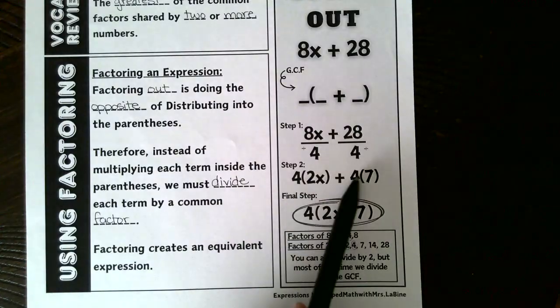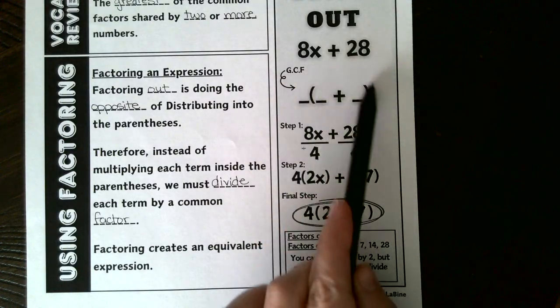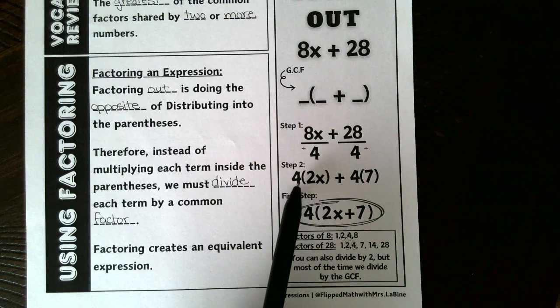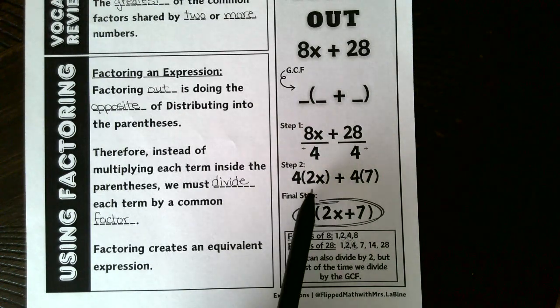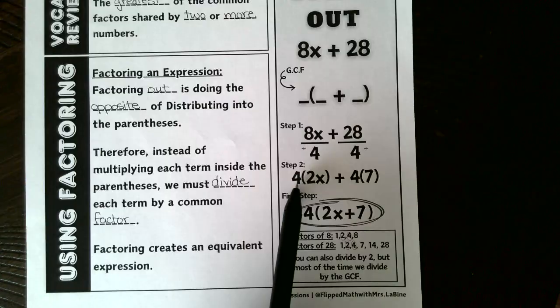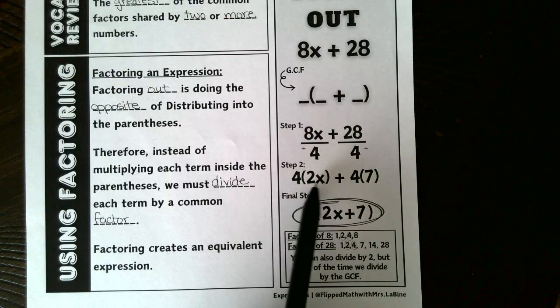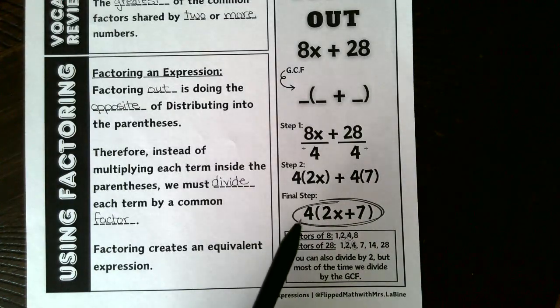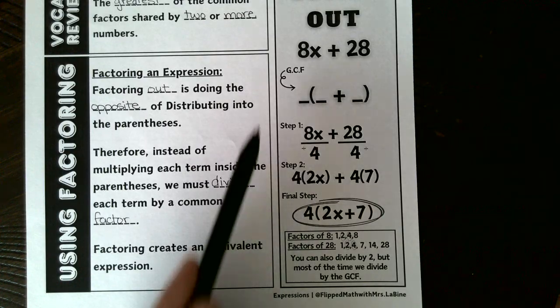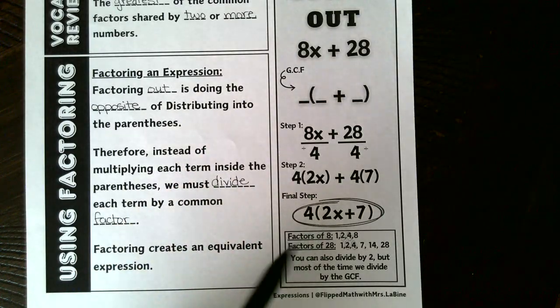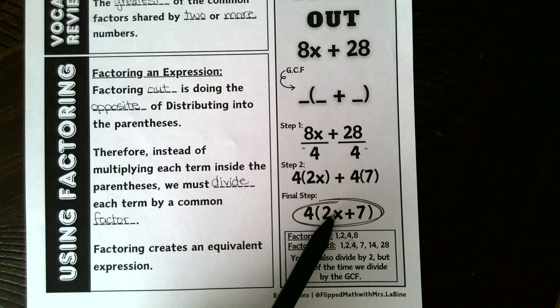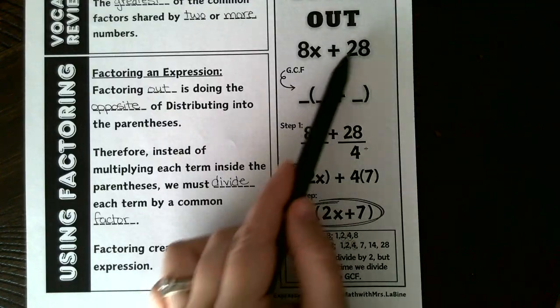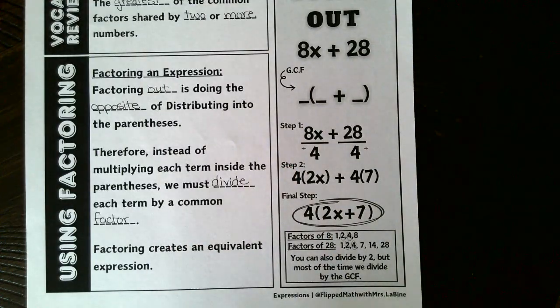So this is still not done because I need to get it to look like this. So I'm going to say 4. I don't need both of these 4's here, and I don't need both of these in parentheses. So I can say 4 times 2x plus 7, which is what I see here. Because now I'll know if I got it right by distributing. And if I get this answer, then I know that I have factored correctly. So 4 times 2x is 8x. That's correct. 4 times 7 is 28. That is correct. So I have factored correctly.